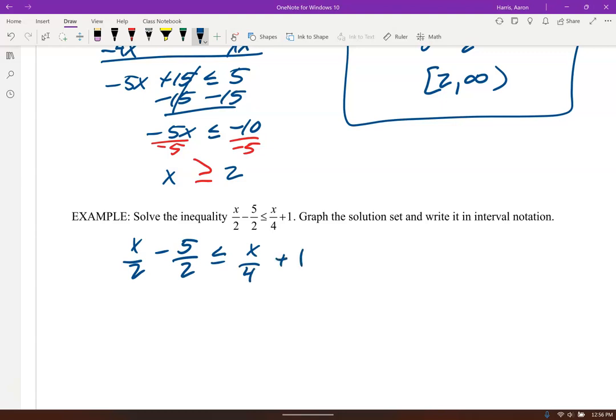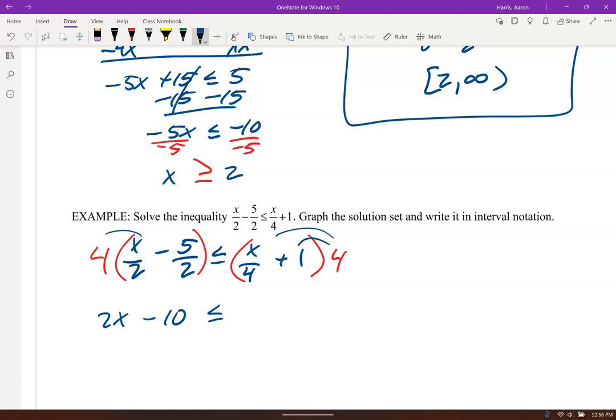You know what I would do is I would multiply by the least common multiple of 2 and 4. Their least common multiple is 4. It's kind of like if I was adding 1/2 plus 1/4, right? I'd have to get a common denominator of 4. So I'm going to multiply both sides by 4. And then I can clear out the fraction. I don't have to deal with the fraction. So 4x over 2, that's a 2x. And then minus 20 over 2 is minus 10.